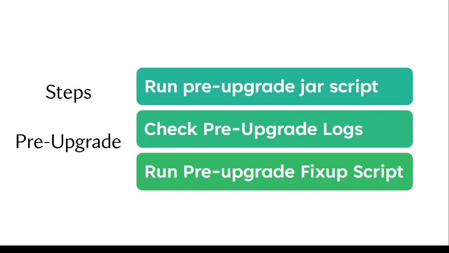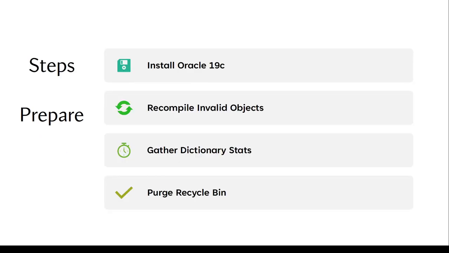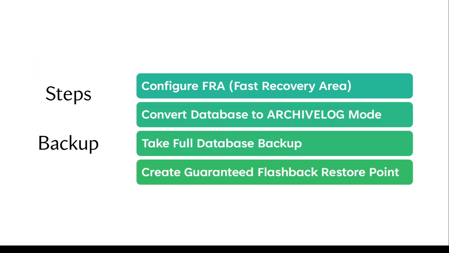The most important part is the pre-upgrade jar, and you need to take care of any pre-upgrade suggestions. You need to run them as part of the pre-upgrade fixup. Also remember, do not proceed without taking a backup. You need to make sure that there is a full RMAN backup, and also create a guaranteed flashback restore point.